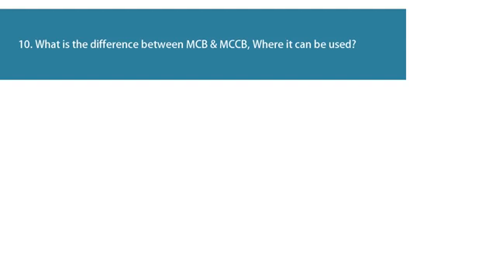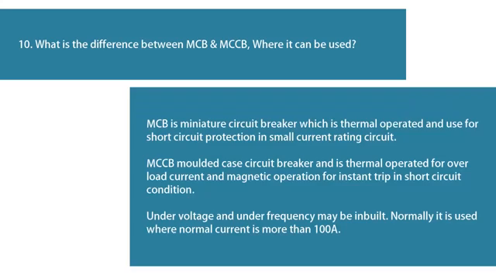10. What is the difference between MCB and MCCB, and where can they be used? MCB is miniature circuit breaker, which is thermally operated and used for short circuit protection in small current rating circuits.